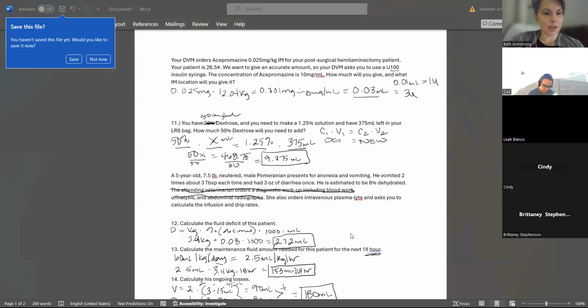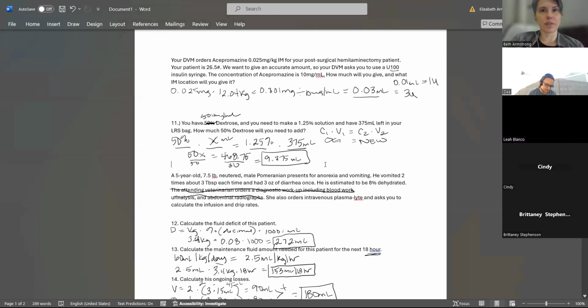So how do you know if you would round up to 9.4? Good question. You would normally round up to 9.4 anyway, because you want to round to what you can draw up. We can't technically draw up 9.375 in a syringe. You just can't do that. So yeah, you would round up to that.